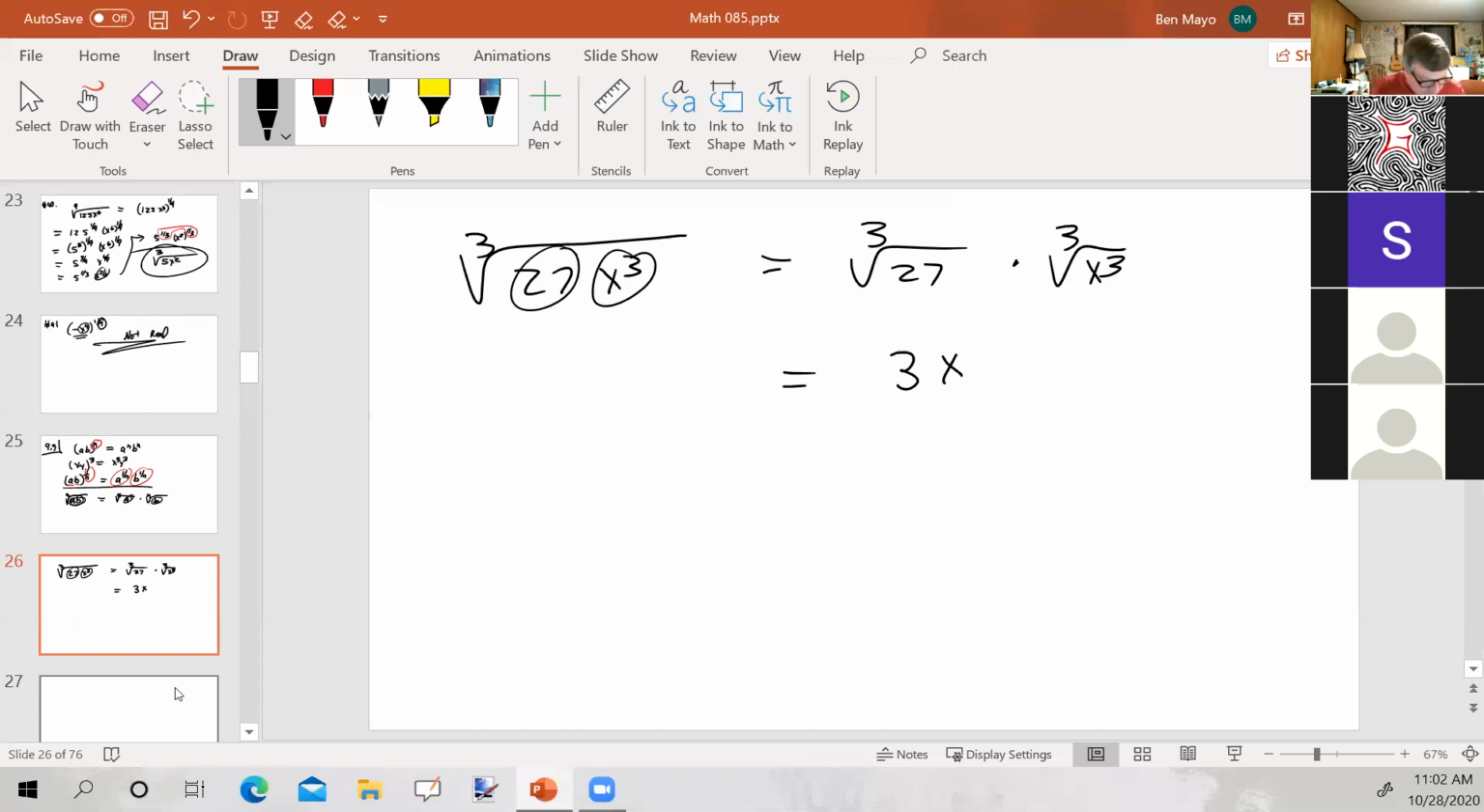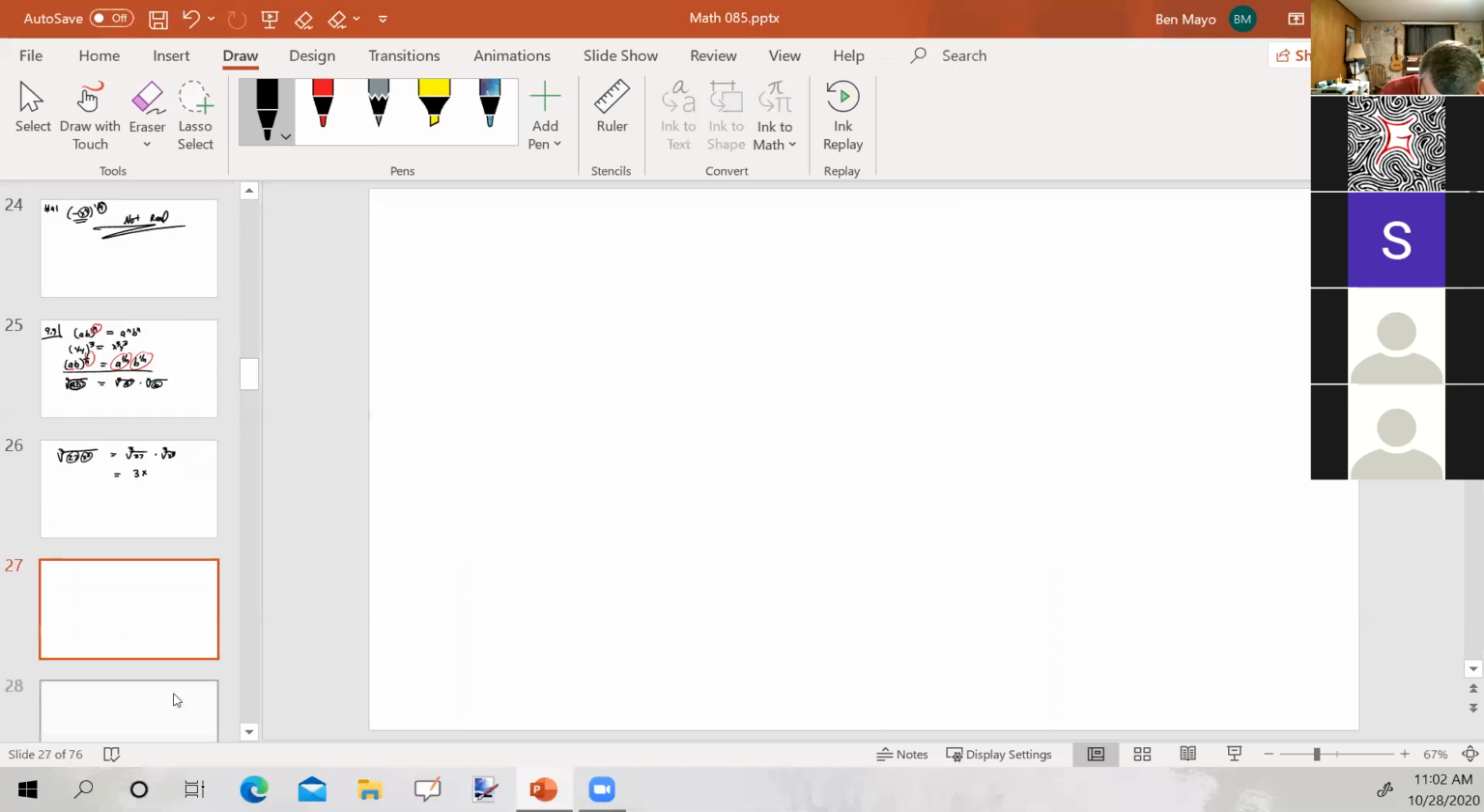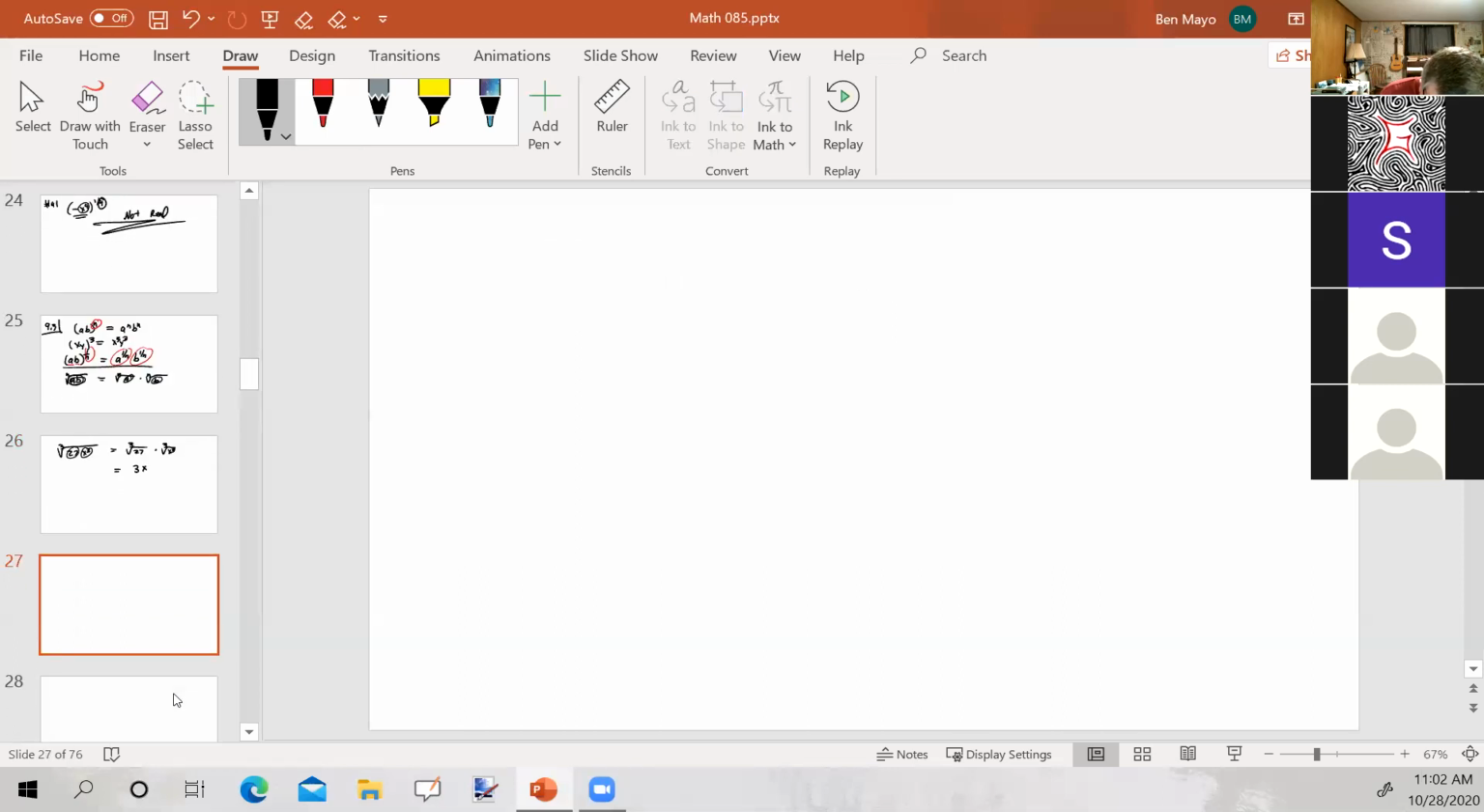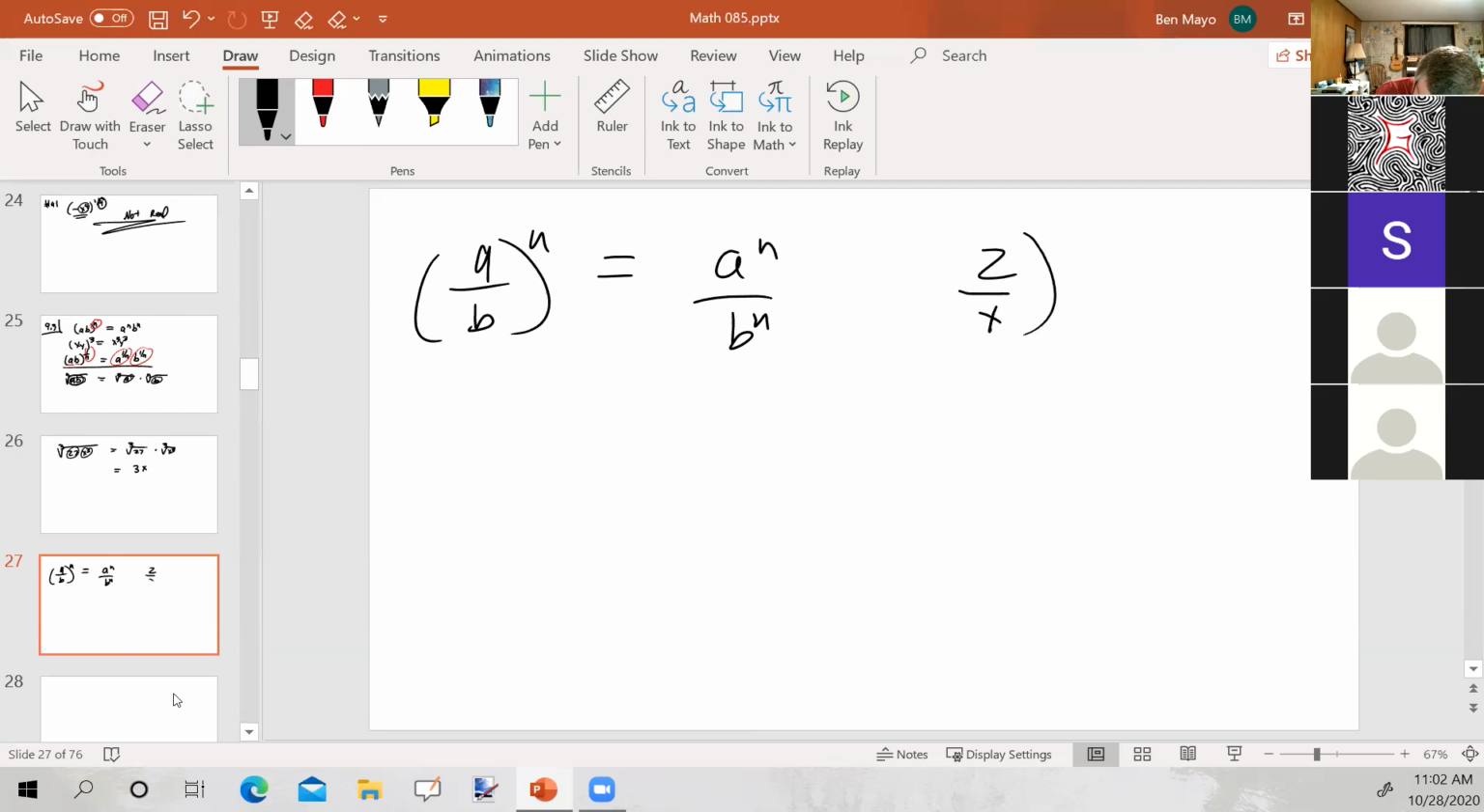Second rule: if we have a quotient raised to a power, we attach the outside exponent to the numerator as well as the denominator. For instance, if we have 2 over x, the quantity cubed, that would be 2 cubed over x cubed, or 8 over x cubed.